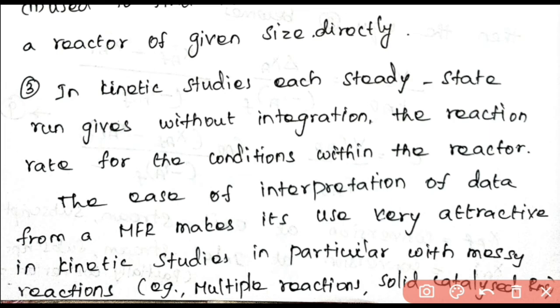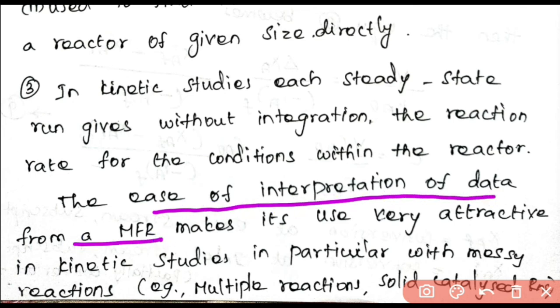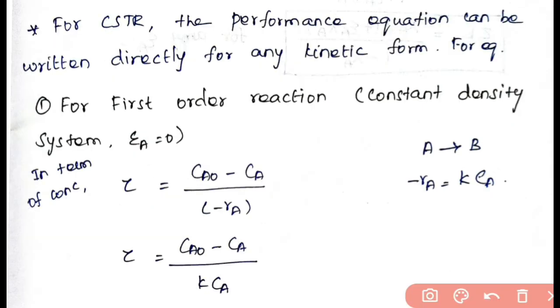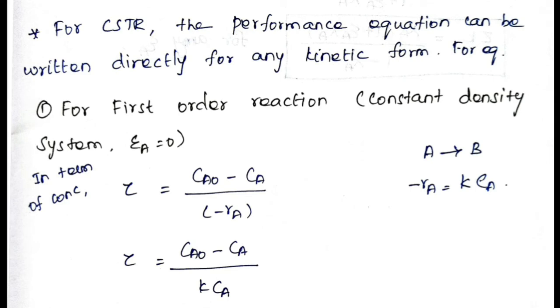It is very easy to interpret your data. So this ease of interpretation of data from a mixed flow reactor makes its use very attractive in kinetic studies, in particular with messy reactions, that is multiple reactions and solid catalyzed reactions. Next, for a CSTR, we can write the performance equation directly for any kinetic form. For example, now we are going to derive for a first order reaction with constant density system and also for varying volume system. First we will see the constant density system.